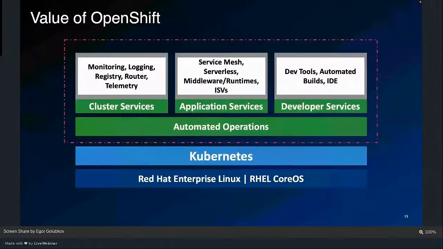At the end, the value of OpenShift. On the bottom, you have Red Hat Enterprise Linux and the Core OS. So it's an embedded container host that brings a new operation paradigm where the host and infrastructure are fully managed by the cluster. And on top of that, you have this Kubernetes cluster that provides the management and orchestrates containers on multiple nodes in the OpenShift cluster.